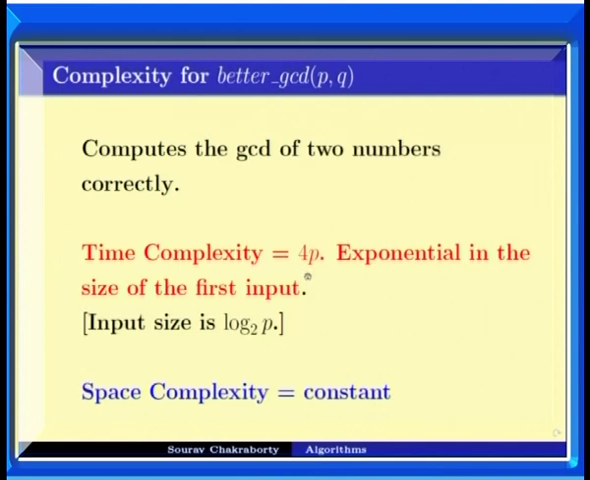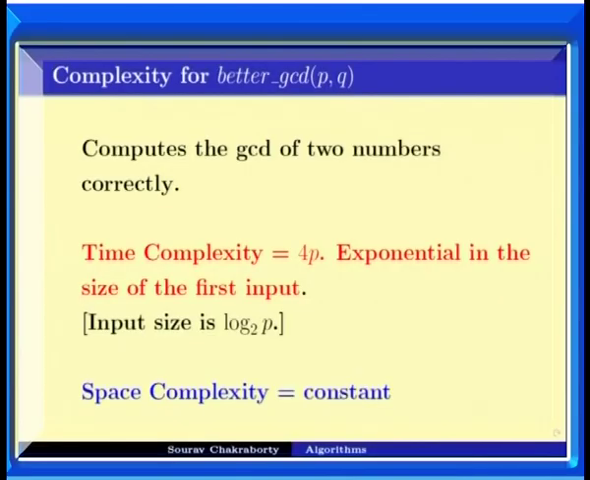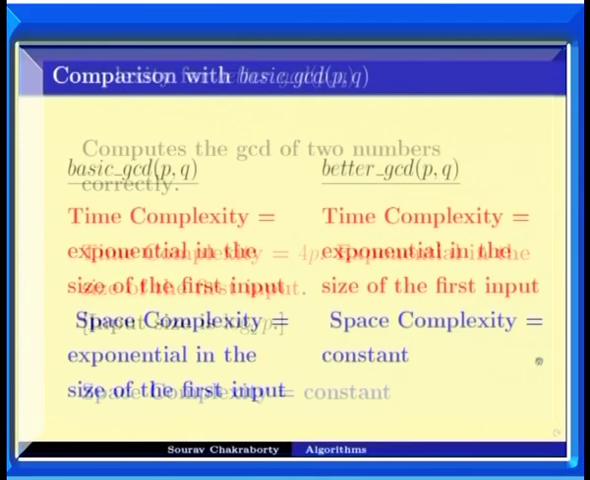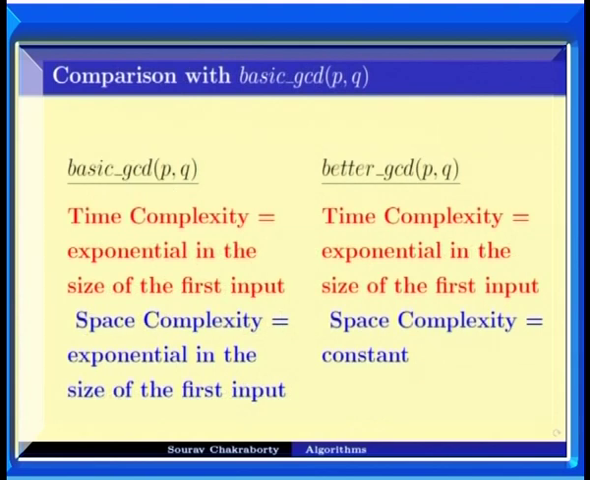The time complexity is exponential in the first input, which is not any improvement over the earlier algorithm, and the space complexity is constant. So, in comparison to the basic algorithm and this current better algorithm, the time complexity remains basically the same. Again, I am not distinguishing between 2p and 4p, I am distinguishing more at this level of whether it is exponential or linear or what. And the space complexity in the earlier one was also exponential in the size of the first input. In this case we have constant.